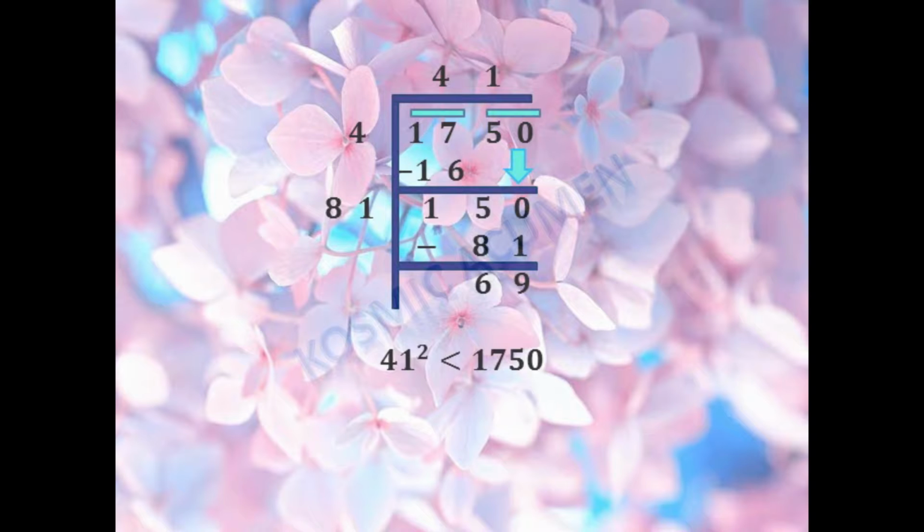Now coming on to the next part, 1750. Step 1, place the bars. Step 2, start solving. Here we see that 4 multiplied by 4 will give us 16.